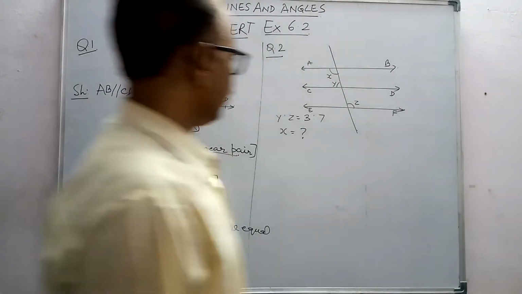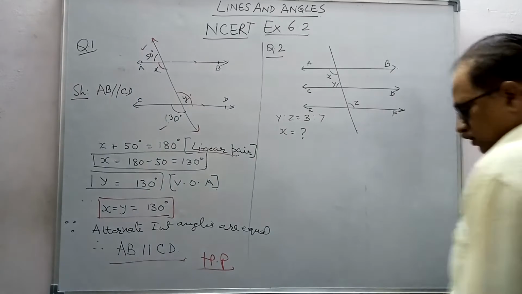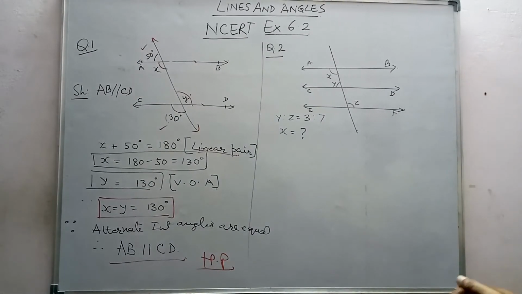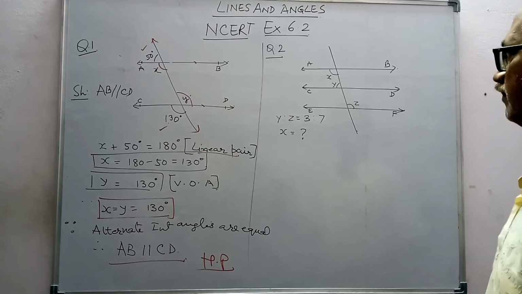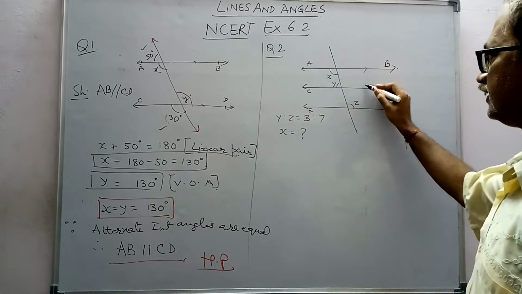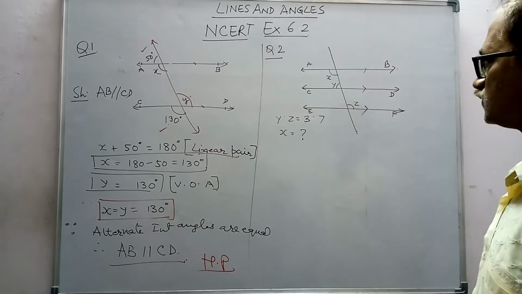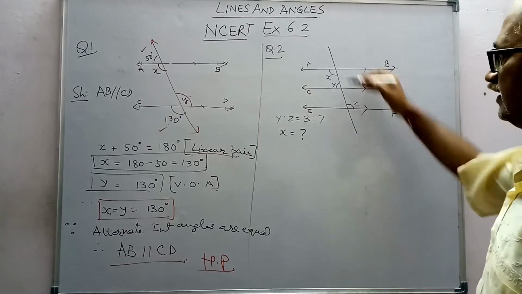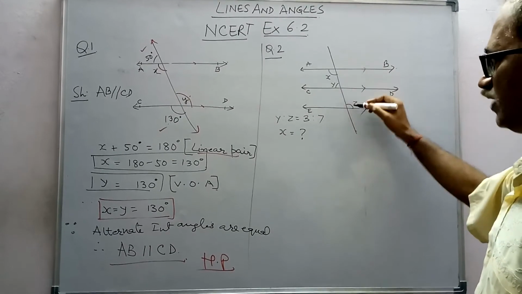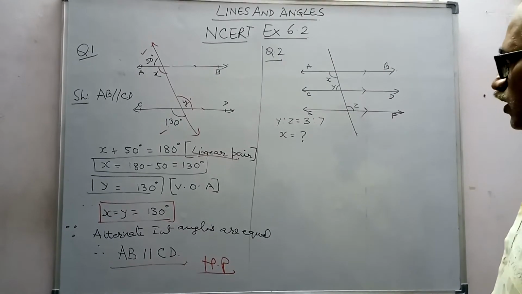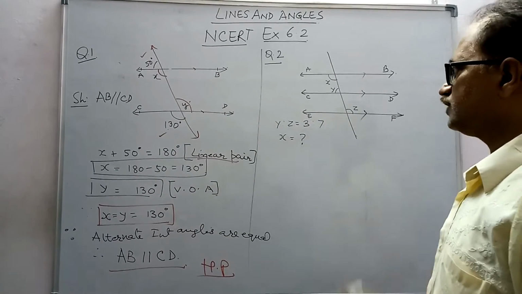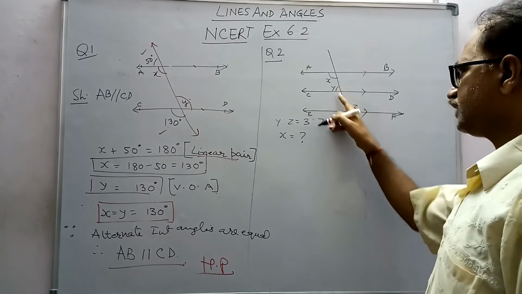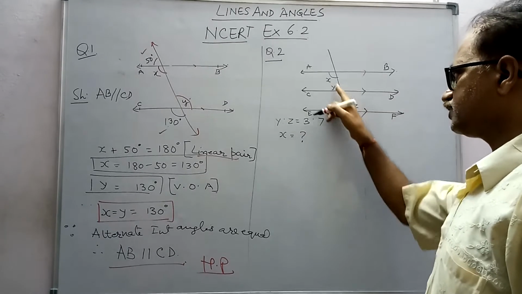Question number 2, you see, you have been given here three lines AB, CD and EF, and all these three lines are parallel. This angle is X, this is Y, and this is Z. It is also given that Y is to Z is equal to 3:7. The ratio of this and this is 3:7.